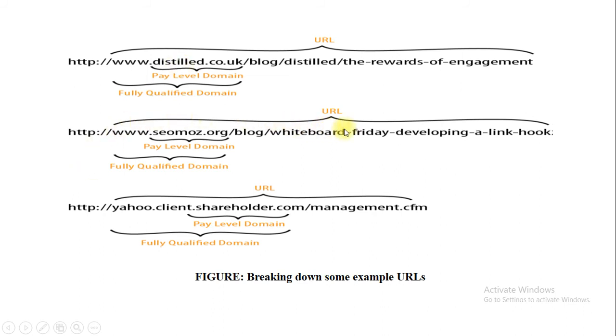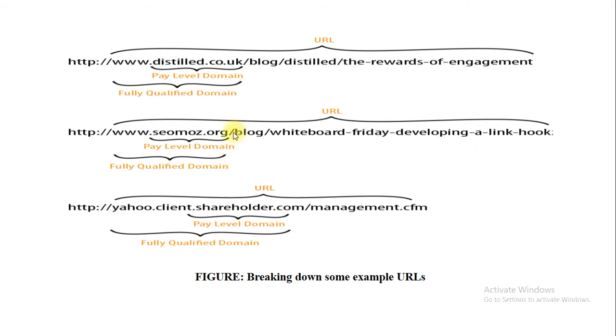The next example is www.seomoz.org. What is the full form of org? Organization. This is different from .co.uk. That means the website is working, or we can say the domain is registered, under the United Kingdom, and the website is working for a commercial purpose. So seomoz.org is called the pay level domain, and www.seomoz.org is called the fully qualified domain.